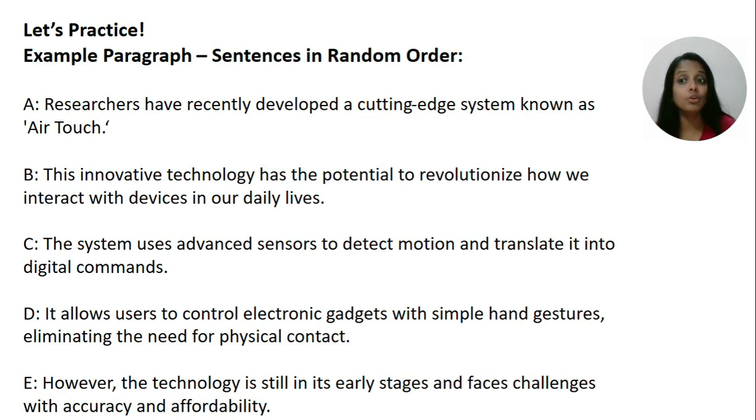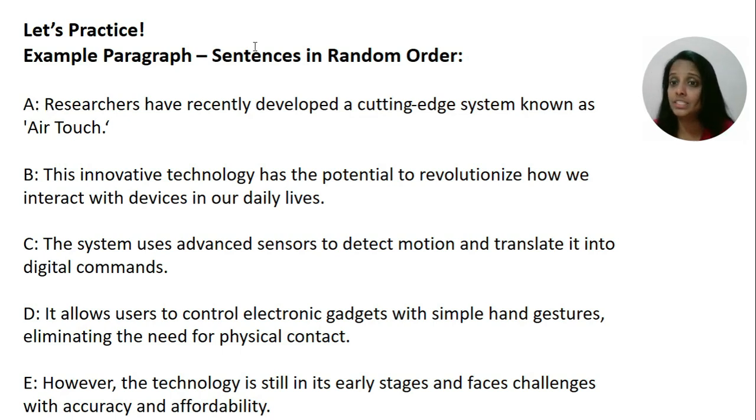And the second step is look for logical connections. What would naturally follow? So, here, if you see the sentence C, the system uses advanced sensors to detect motion and translate it into digital commands. So this is followed by A, I guess. So after A, it's C.